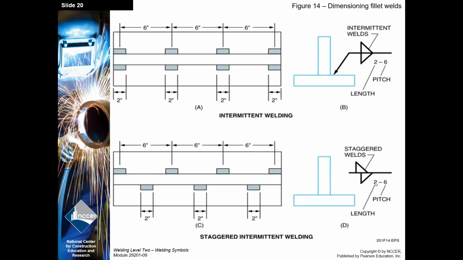2-6 means I'm making 2-inch welds. Notice how long, 2-inch welds, 6-inch center to center. Now the question you got burning in your head is, well, how far apart are the welds? So it's a little easier to see up here.